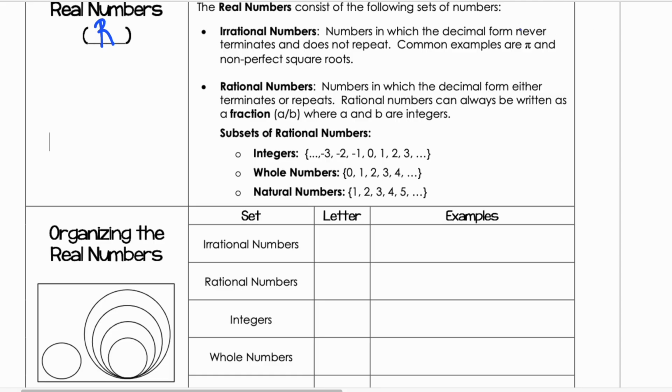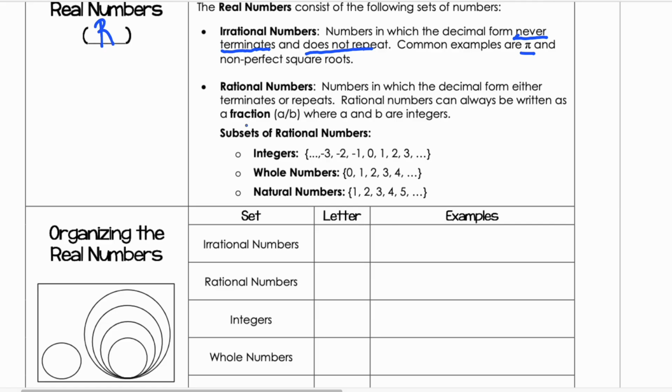You could think about pi, for example, 3.14 dot dot dot, because it goes on and on forever. It doesn't really make sense for a number to go on and on forever. That's why it's irrational. And what's important is that it does not repeat. Okay. So common examples are pi and non-perfect square roots. Okay, we'll see that in just a minute.